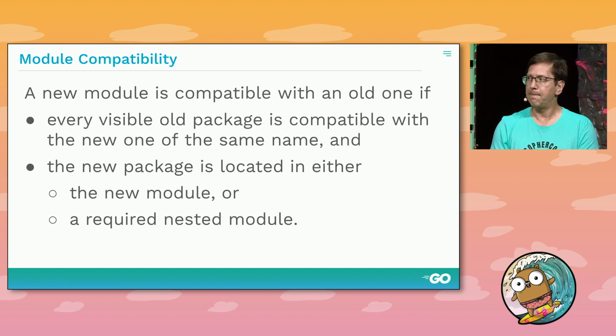There is one wrinkle, an interesting violation of the fundamental rule of compatibility. You can remove a package from a module and maintain compatibility, as long as you move it to another module and make sure that your original module requires that other module. In order for the package import path to stay the same, that other module must be nested inside the first. Let's look at an example of that.